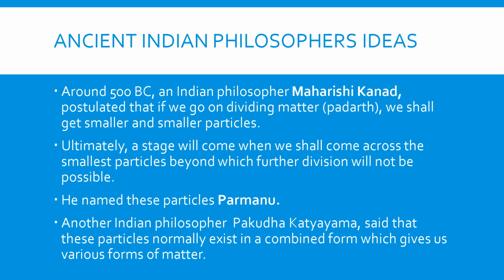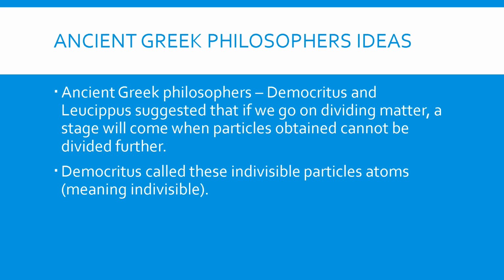Around the same time, ancient Greek philosophers Democritus and Leucippus suggested that if we go on dividing matter, a stage will come when the particles obtained cannot be divided further. Democritus called these indivisible particles atoms, meaning indivisible. But all these ideas were based on philosophical consideration, and not much experimental work to validate these ideas could be done till the 18th century.